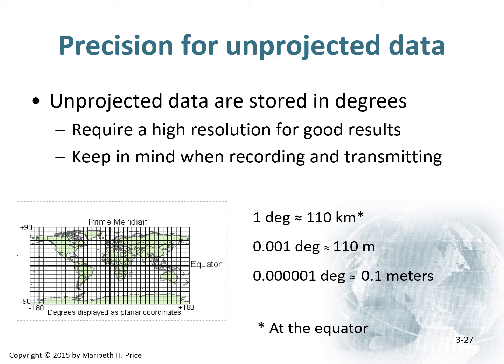We don't use GCS data in GIS for a couple of reasons. One is because it's not very accurate, because you have to have super high precision, like multiple decimals, in order to get just a reasonable level of accuracy. And so a projected coordinate system works much better in that context.